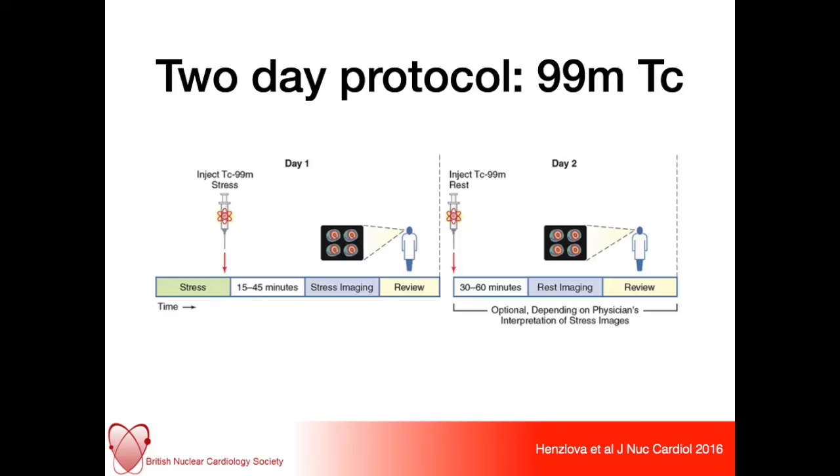As a diagram, this just illustrates stressing, the uptake time with the tracer, in this case MIBI. There's 30 to 45 minutes of uptake time, imaging, and then image review, and then if not normal, bring the patient back the second day and repeat the entire exercise but without the stress test. And then you have 2 images to compare to make your report.